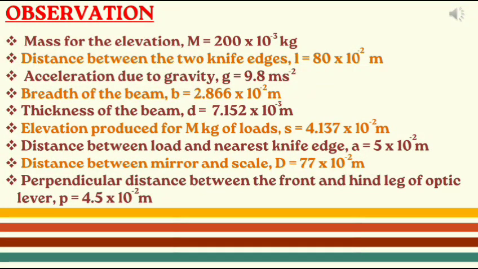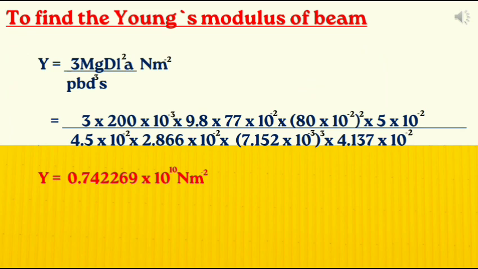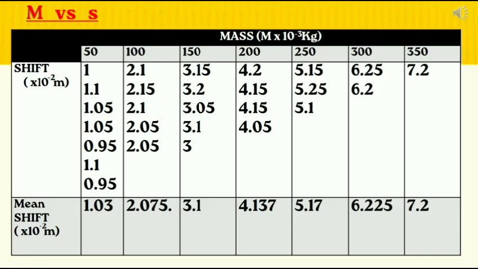List out the observed values. By substituting the observed values in the formula, we can find the Young's modulus of the material of the beam.